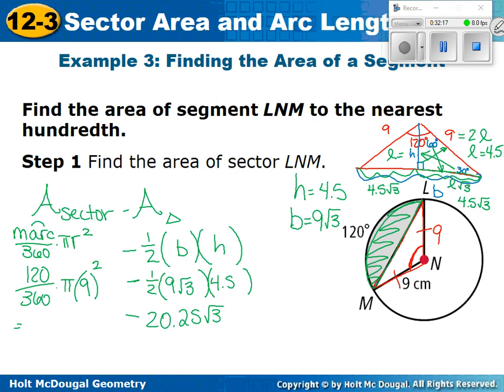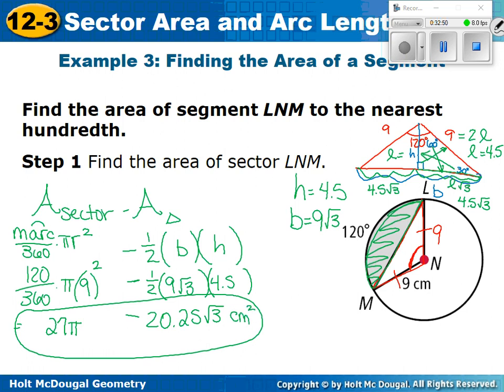All right, what is 120 over 360? 1/3 times 81. What's a third of 81? 27. So let's leave this in terms of pi. I get 27 pi minus 20.25 square roots of 3. If the direction said exact answers only, no rounding, this would be your answer. What would be your units? Centimeters squared. But this direction says to round to the nearest hundredth, so go ahead, type it in, and round it and tell me what you get.